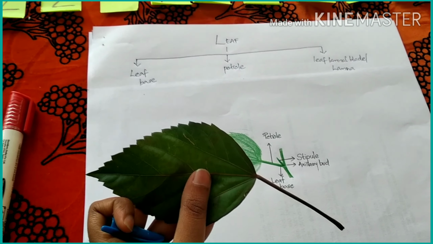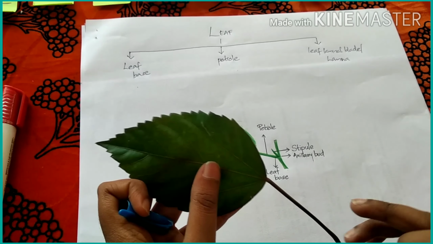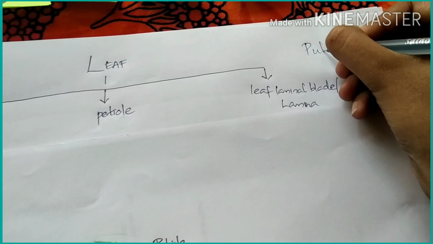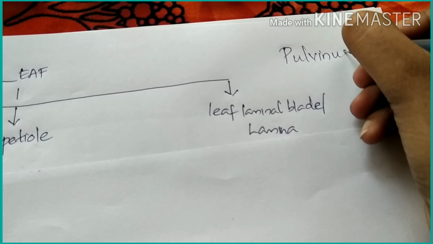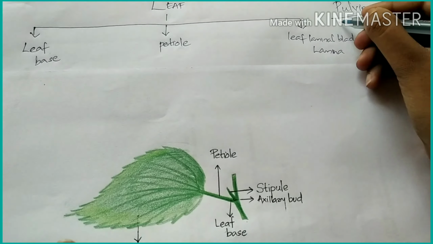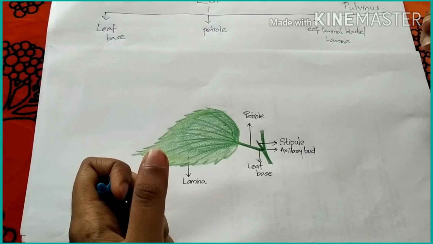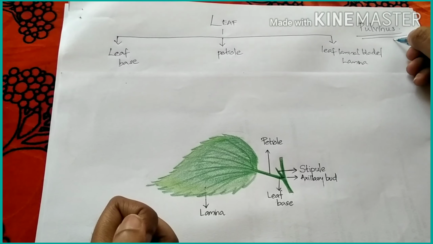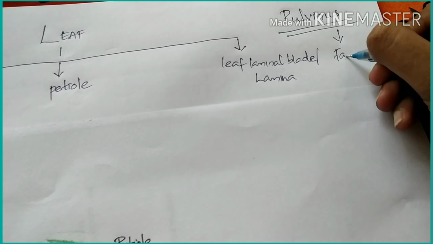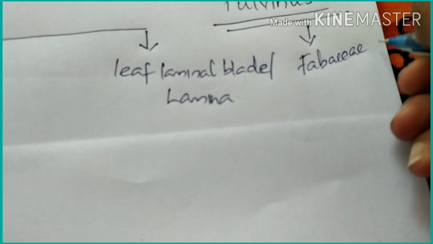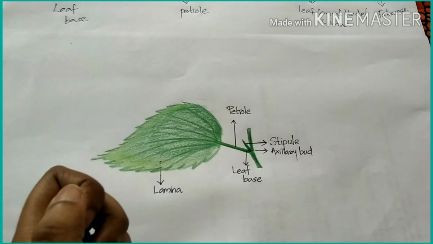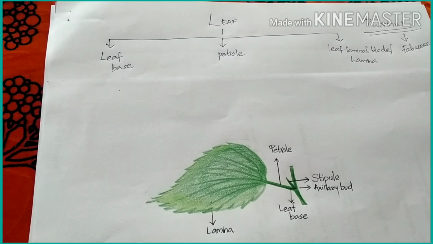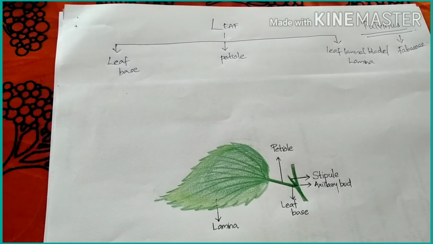In some leaves, the leaf base is swollen, and that is called the pulvinus. This is a typical character of the family Fabaceae. Then in monocot leaves, the leaf base partially or completely covers the stem. It is called the leaf sheath.